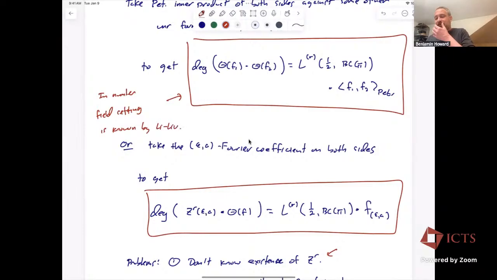But in the number field setting, you're allowed to do certain things that don't make sense in the function field setting. Whatever the precise statement is in the number field setting, it doesn't involve any integral models. And the statement of the theorem is something that's happening purely in the generic fiber using the Arakelov and Bloch height pairing. And in the generic fiber, you can do a lot of tricks to add level structure.